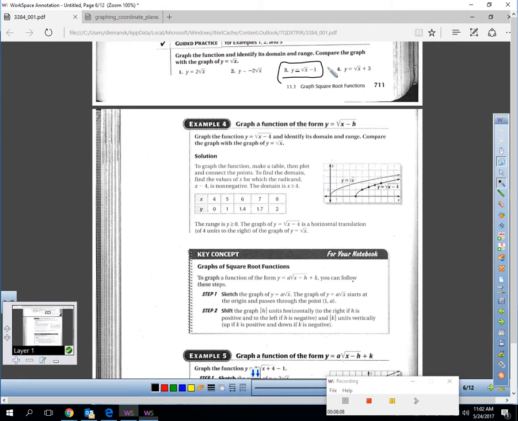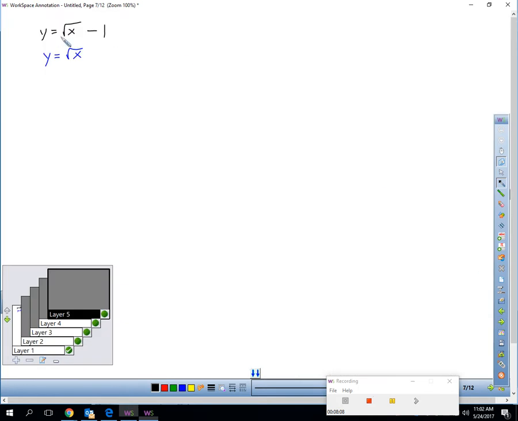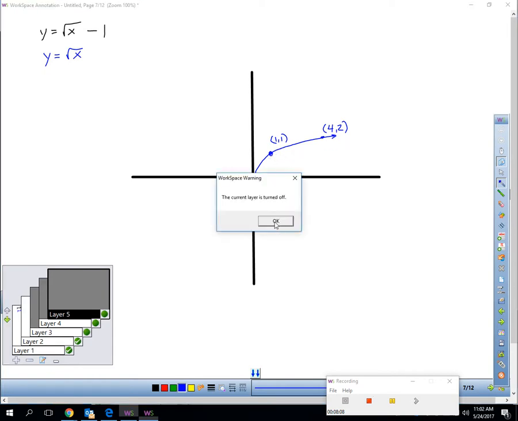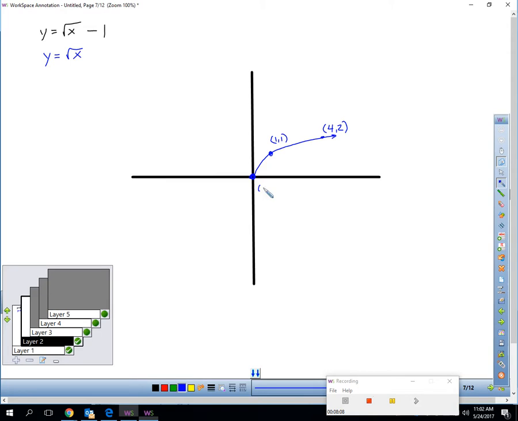Let's also try number 3. y equals square root of x minus 1. So I want to sketch both of these. So let's sketch the parent function first. Now the parent function is always going to be the same. It's going to start at (0, 0). It's going to do that half parabola opening up. And on that half parabola opening up, you know, the points (1, 1) and (4, 2) will always be there. Because think about it. If you plug in 1, the square root of 1 is 1. And if you plug in 4, the square root of 4 is 2.